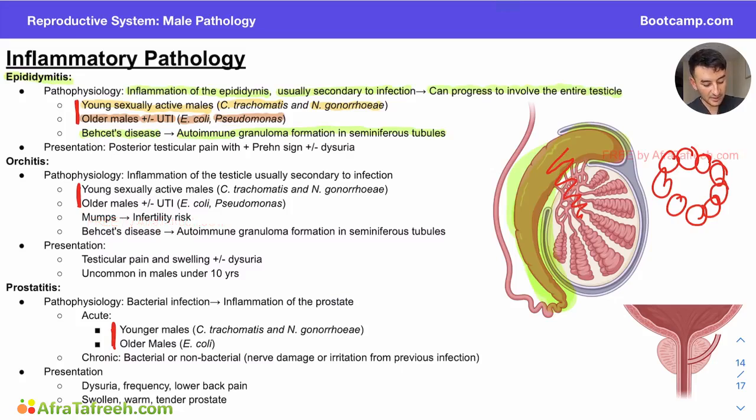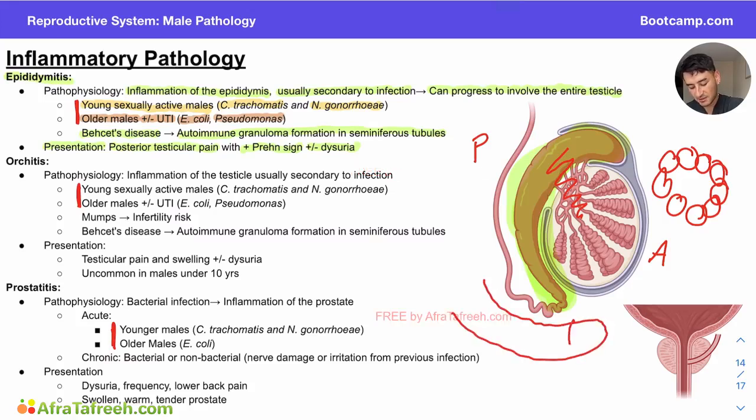In terms of the presentation of epididymitis, it's going to be posterior testicular pain with a positive Prehn sign, plus or minus dysuria. So let's orient ourselves to anterior and posterior. The epididymis lies on the posterior side of the testicle, whereas over here will be the anterior side. Then let's talk about what a positive Prehn sign is. I'm going to draw an imaginary finger down here underneath our testicle. On physical exam, if you lift the testicle up with one finger, that should relieve some of the pain associated with the epididymitis.